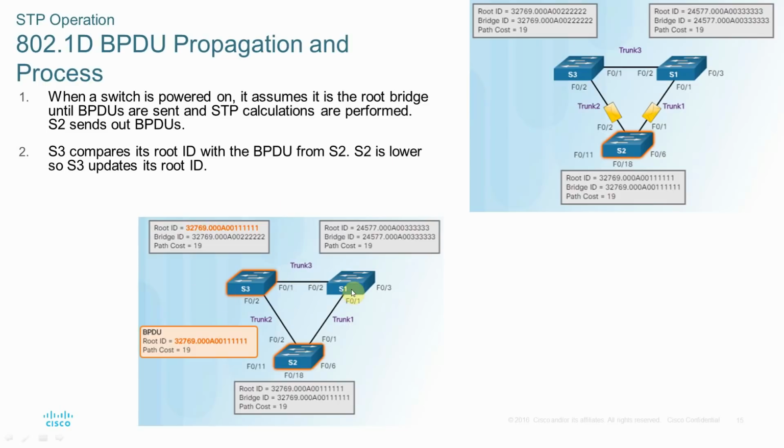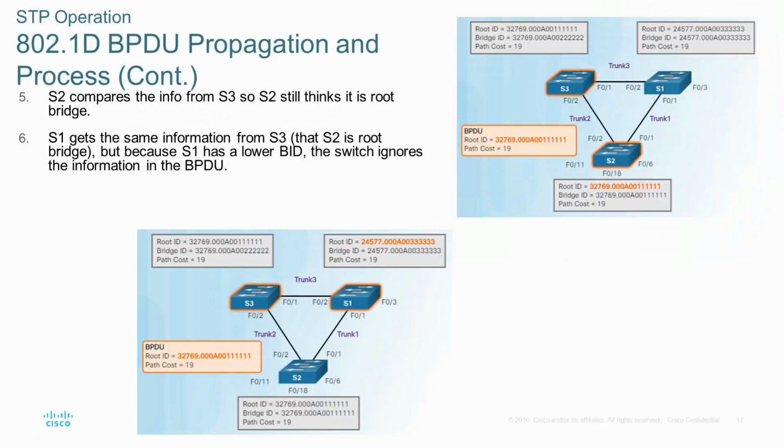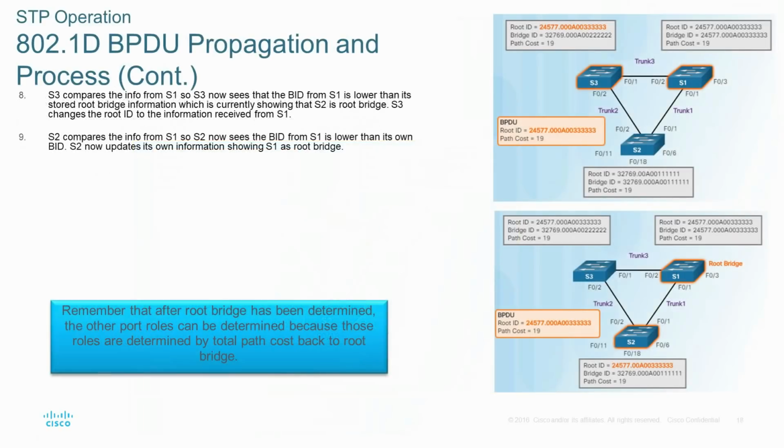So you can see, switch 1 will also send to switch 3, and switch 2 will also send to switch 3. It will compare which of the switches has the lowest root ID, and update the root ID based on the lowest priority value or bridge ID, so it can decide which one is the root switch. Okay, so this is the same process I explained to you.